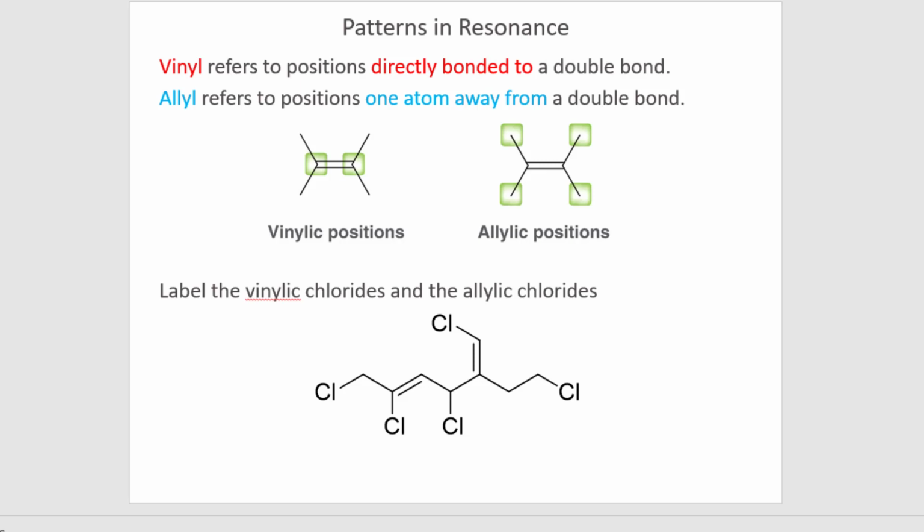So if I have a carbon-carbon double bond, like in this first case here, notice that the two carbons involved in the carbon-carbon double bond are the vinyl positions. So anything off of those carbons would be called a vinyl fill in the blank. If I had some sort of substituent, a hydrogen, a chlorine, something, off of a carbon next door to a double bond, then it would be considered the allylic or allyl position.